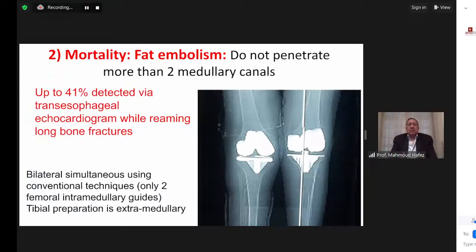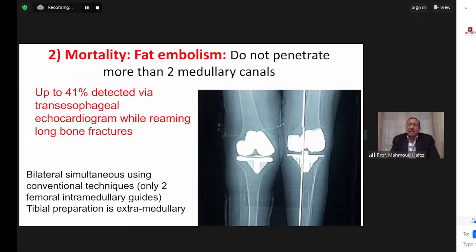The second thing that scares every surgeon is mortality. Mortality here does not come from PE or DVT, as many people think. It comes from fat embolism. Fat embolism is a thing which can kill the patient on the table or on the first day.